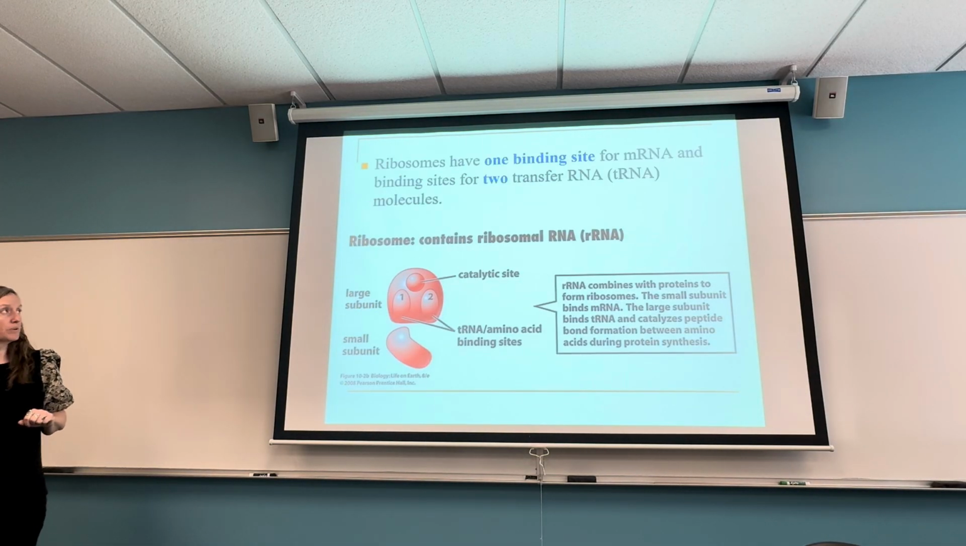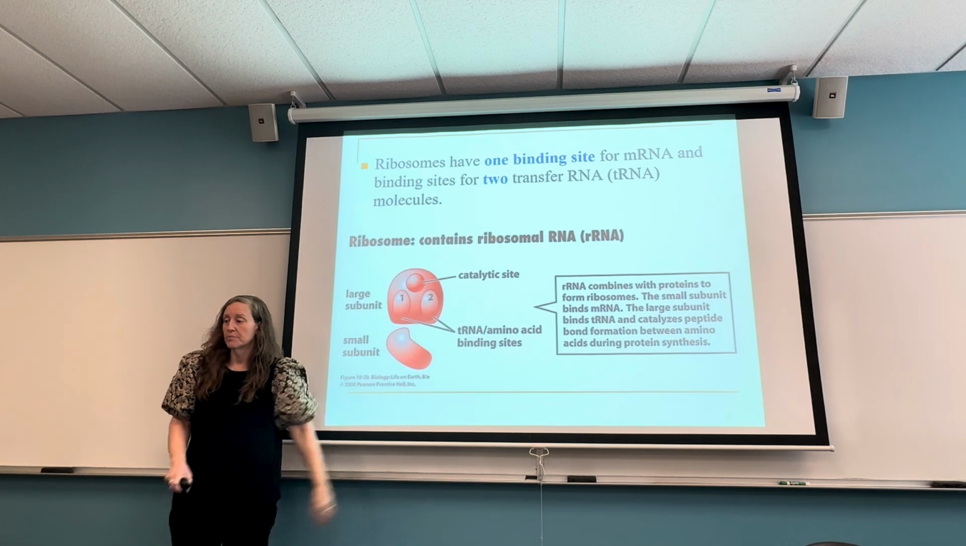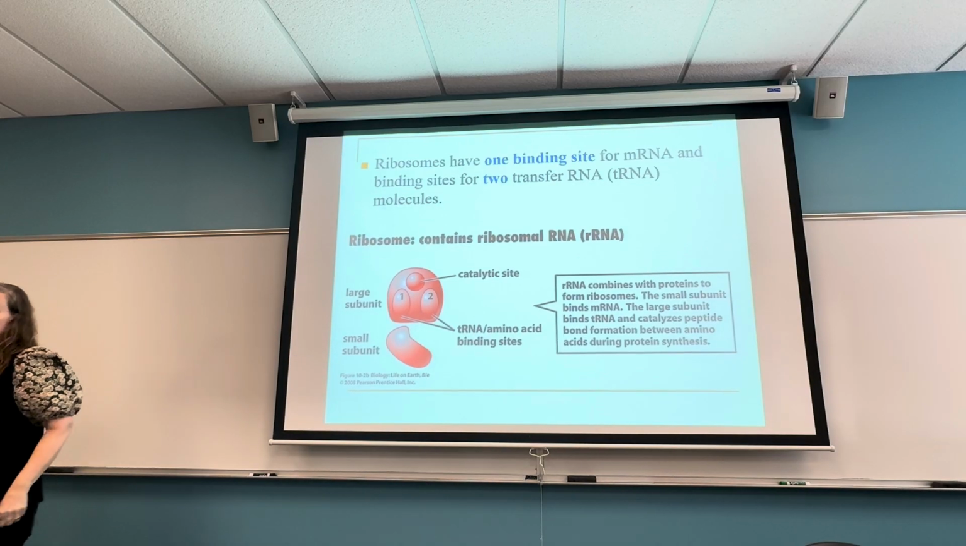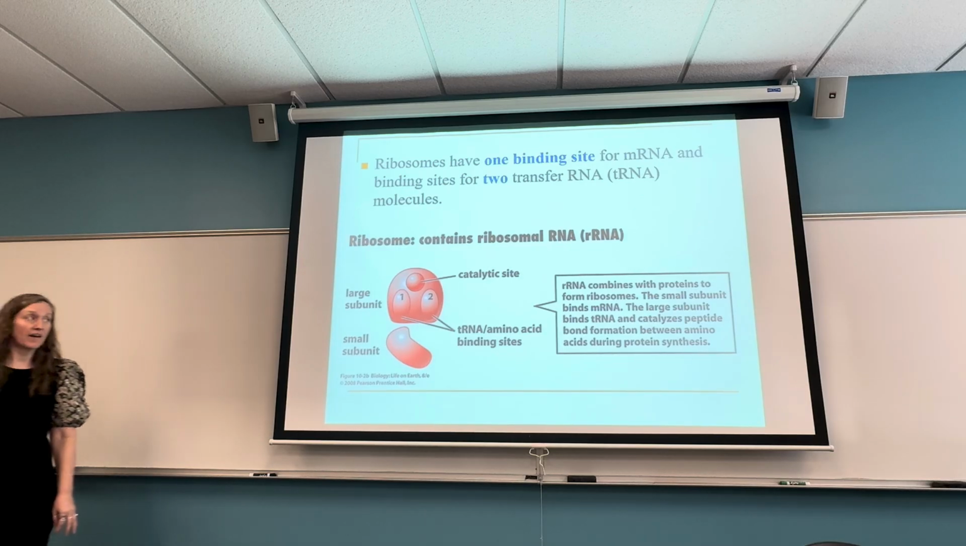Okay, so here's a little bit about the ribosome. The ribosome is actually made of two parts. It's made of a large subunit portion and a small subunit. The ribosomes are not one complete part because they wouldn't fit out of the nucleus then, where they are manufactured.